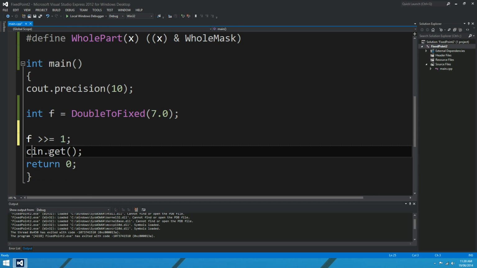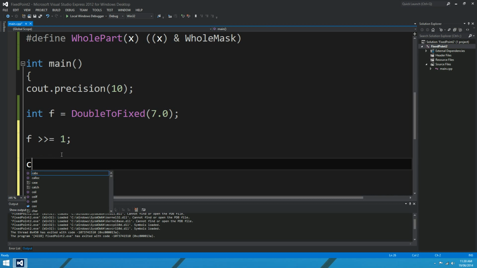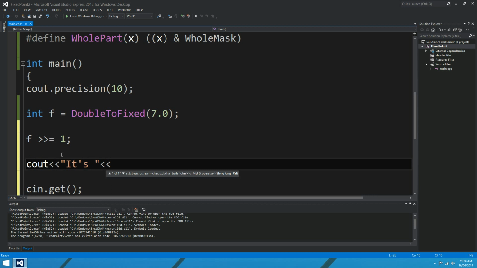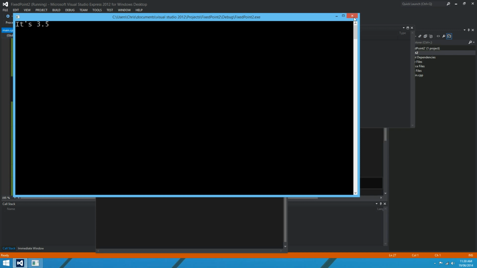So shifting right divides f by 2 to the power of whatever this number is, and shifting left multiplies f by 2 to the power of whatever that number is. Let me just check and make sure I'm telling you the truth here. Fixed to double. Okay, so this should give us 3.5. Let's have a look. Yeah, there you go.